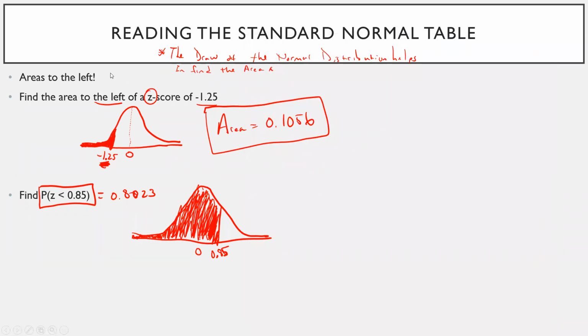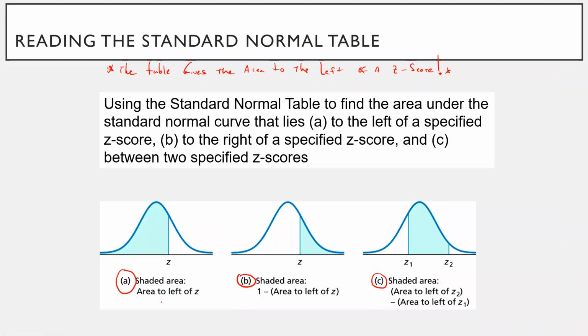All right, so this is area to the left. The area to the left is the easiest one. You just read right off the table. Okay, so the next thing I want to do, we're reading areas to the left, piece of cake. This one right here, I want to talk about how you find areas to the right.